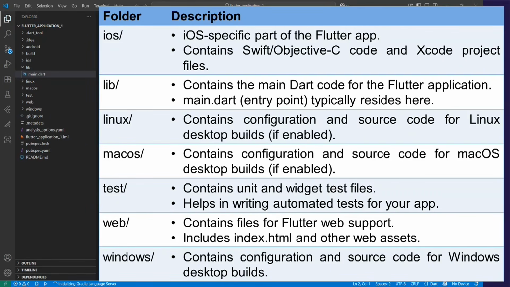The next folder is macos, which contains configuration and source code for macOS desktop builds if it is enabled, and another folder called test contains unit and widget test files. It helps in writing automated tests for your app. Then there is the web folder, which contains files for Flutter web support, and it includes one file called index.html and other web assets. The last folder is the windows folder, which contains configuration and source code for Windows desktop builds.